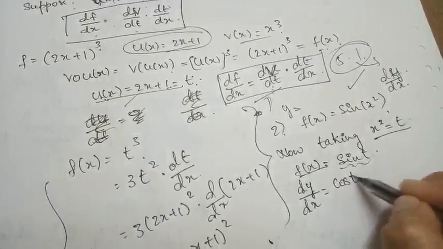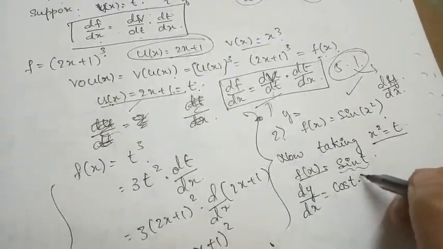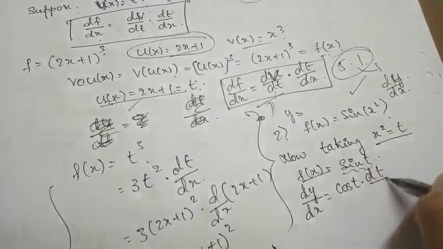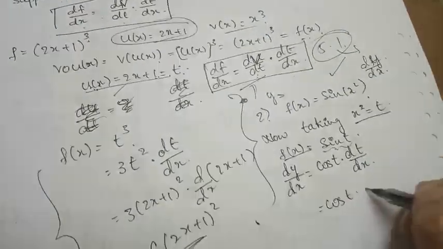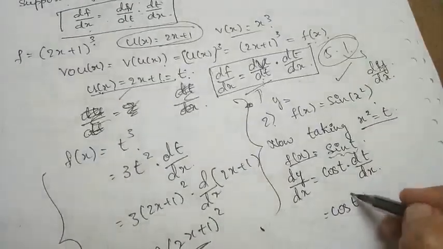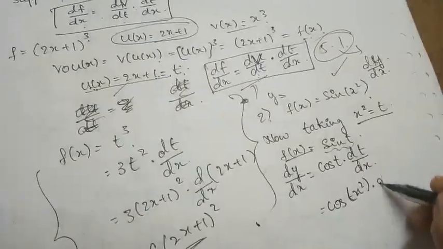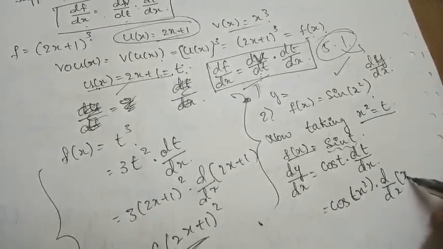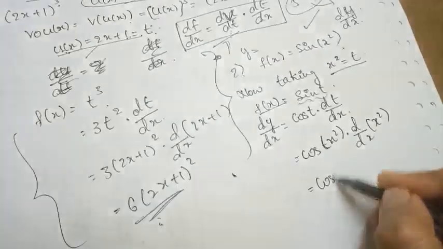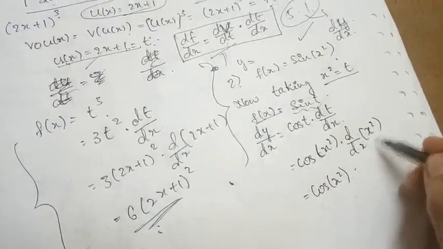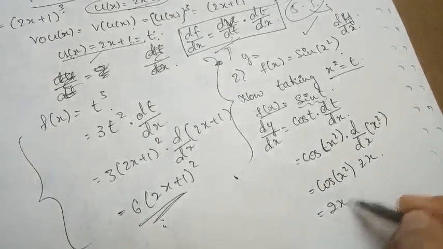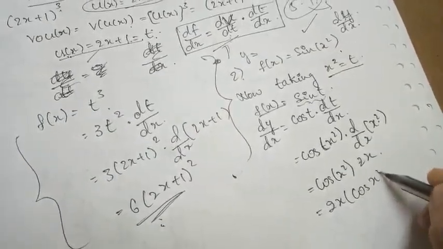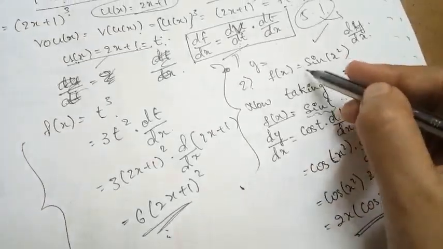It is cos t. Now t is a variable, right? So now I am differentiating that t with respect to x. Cos t, what is t here? t was x square, so cos x square dot d by dx of x square. d by dx of x square is nothing but 2x. So the differentiation is 2x cos x square. So the derivative of sin x square is nothing but what?